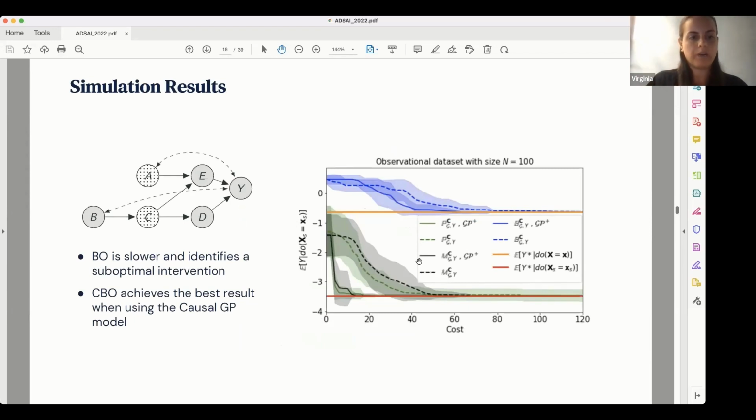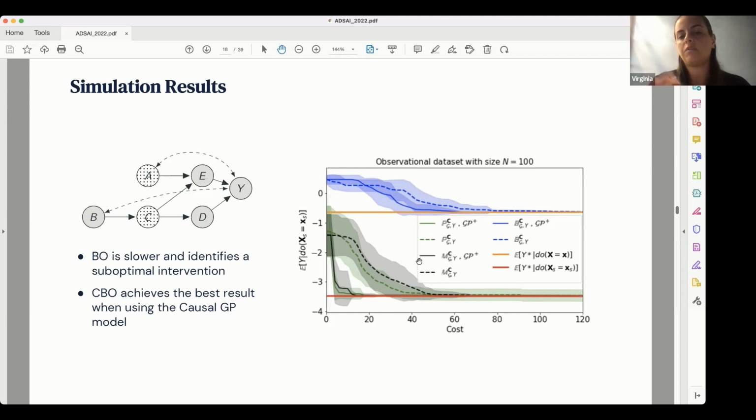We are going to look very quickly at two experimental results. On the left, you see the causal graph that is associated to the convergence result on the right. So causal graph, and on the right, you see how fast the algorithms, both causal Bayesian optimization and Bayesian optimization, are converging to the optimal solution.